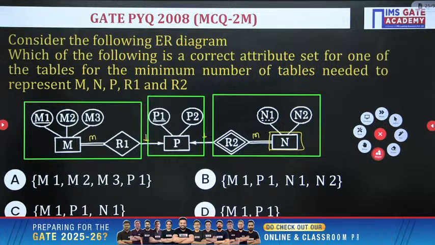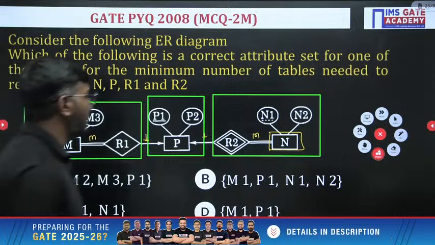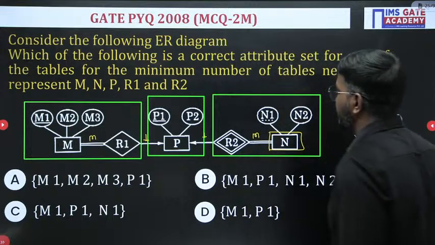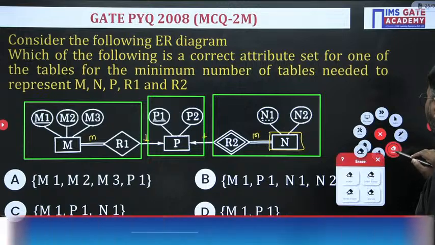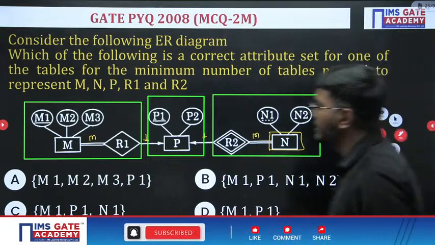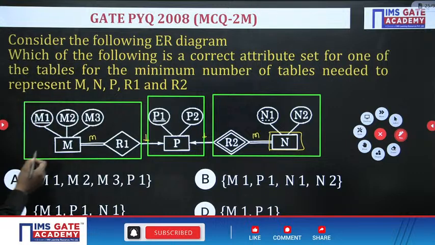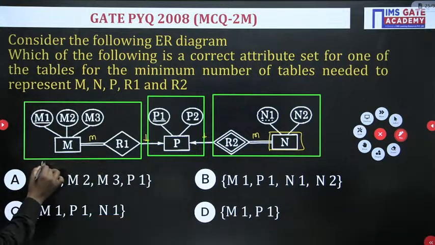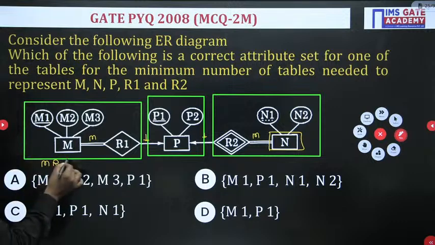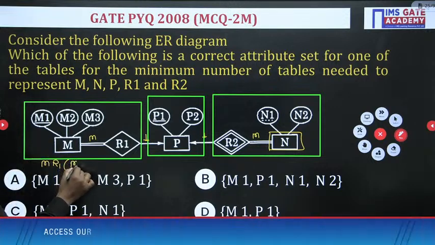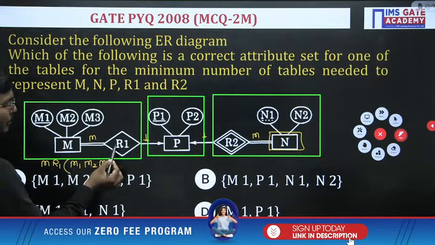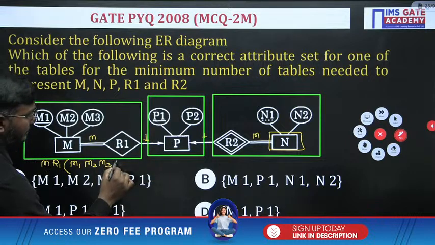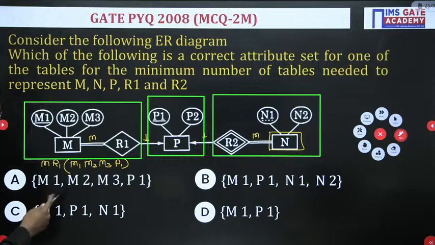M1 P1. Yeah, absolutely, M1 and P1. Fine. Now see quickly here, let's write the table here. This M and R1 will form a table here, and the attributes will be M1, M2, M3, and this R1 brings the key attribute of P, that is our P1. Now here this M1 will form the key attribute. Option D.